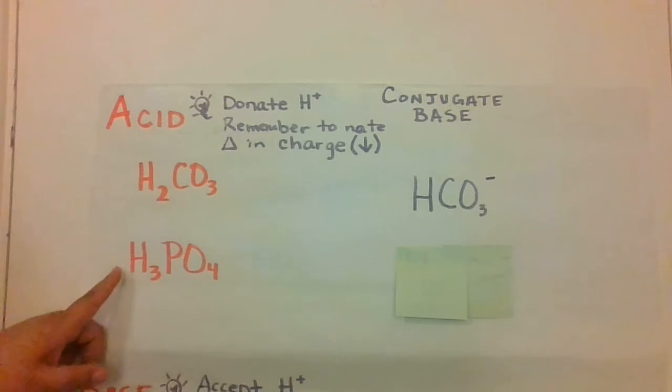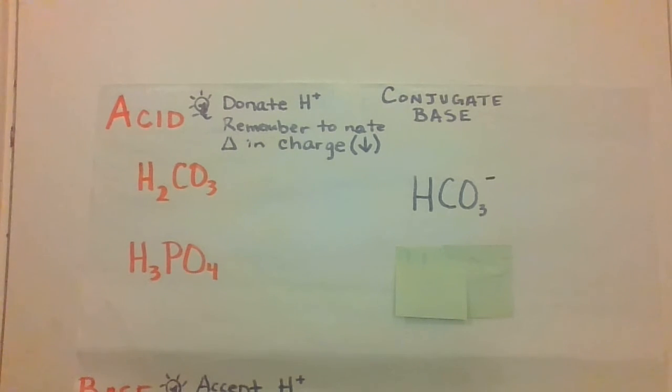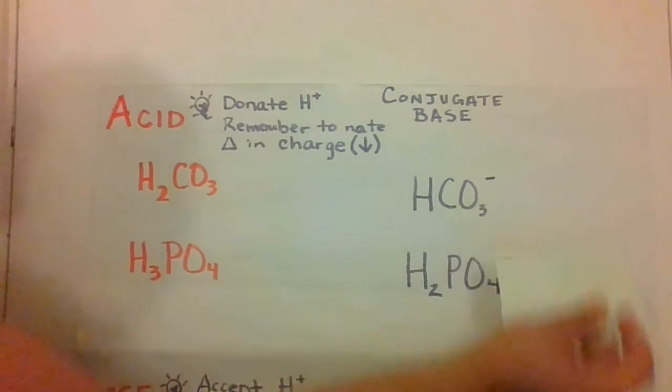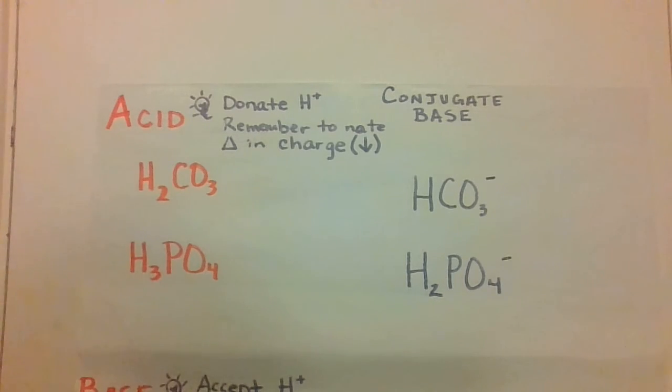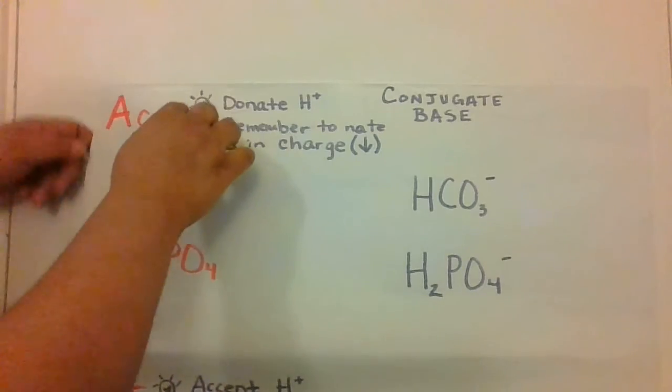Let's take a look now at H3PO4. If we have an acid that is going to become a conjugate base, we know that acid has donated a hydrogen. So we're now going to have H2PO4 negative because we have lost a hydrogen that allowed that one positive to be in its place. So now we are negative in our charge.